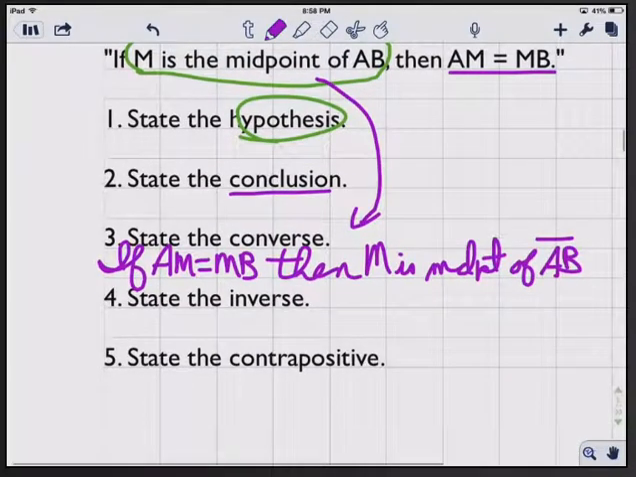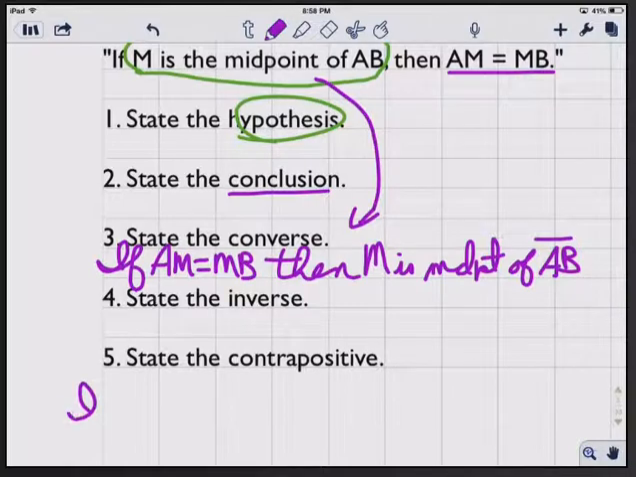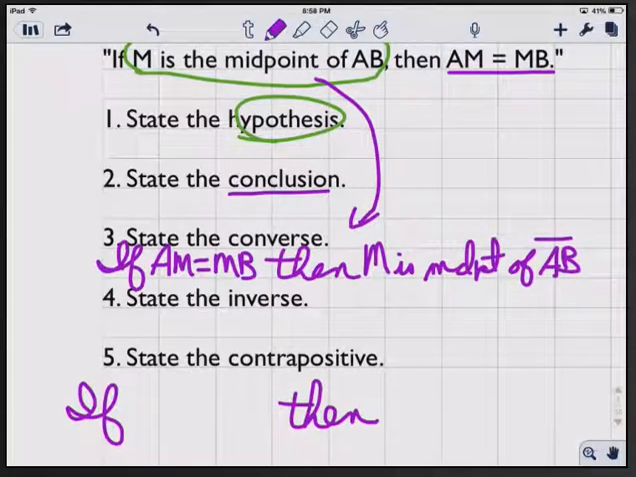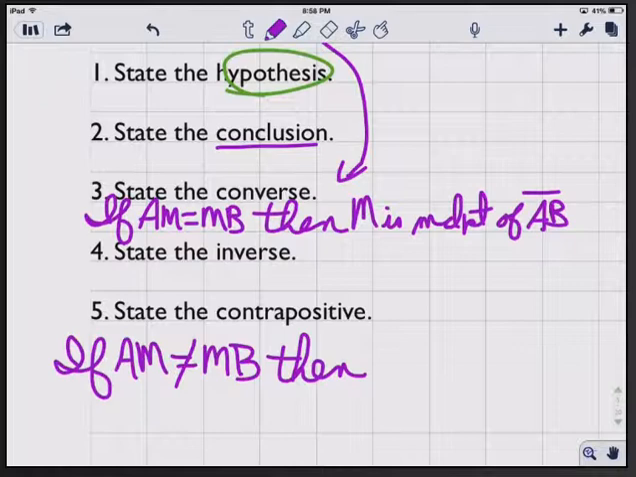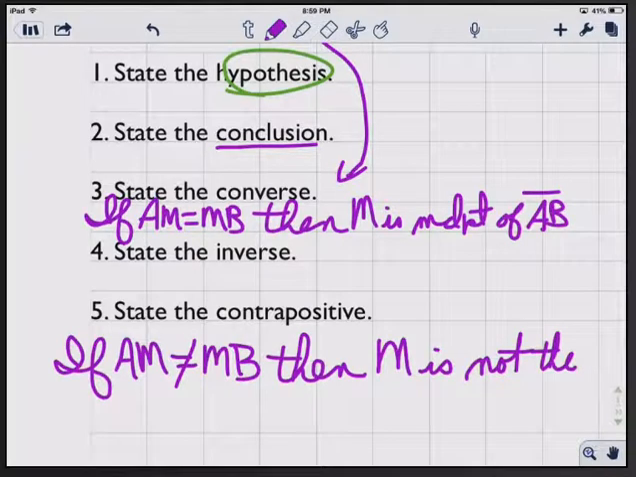I then like to jump down to the contrapositive. That's going to be an if-then statement. The hypothesis is going to be the original conclusion negated. So instead of saying AM equals MB, we're going to say AM does not equal MB. The conclusion is going to be the original hypothesis negated. So now it's going to say M is not the midpoint of segment AB.